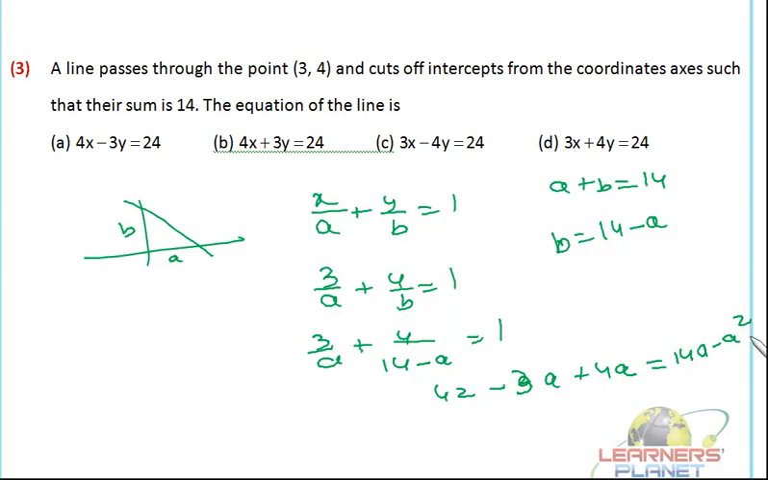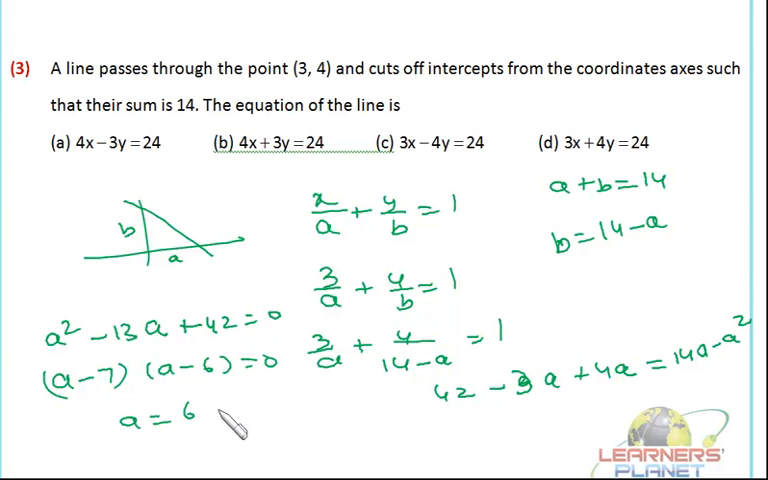Okay, so I just take this side, a square, then minus 14a, and minus 3a, that is minus 17a, plus 4a, that is minus 13a. Okay, plus this 42 is equal to 0. So it is a minus 7, a minus 6 is equal to 0. So a is equal to 6 or 7. When a is 6, b will be equal to 8. When a is 7, b will also be 7.